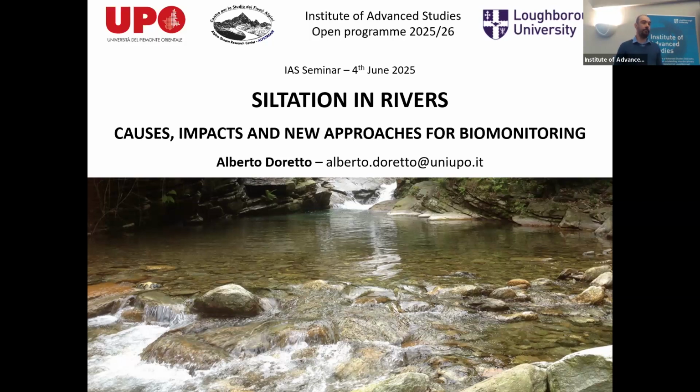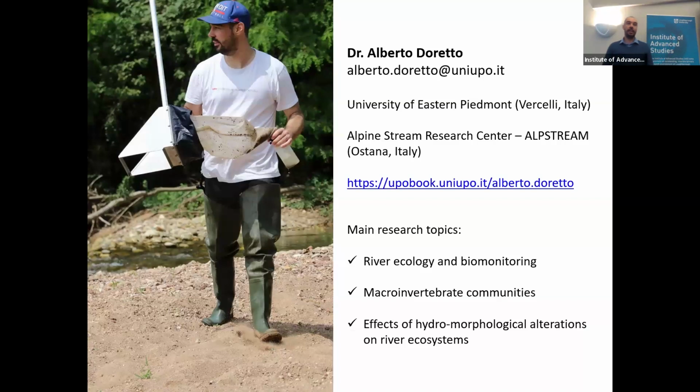Today I'm presenting you some results of my research activity dealing with siltation in rivers. Before starting, let me give you a brief introduction of myself, as Kate did before. I am Alberto Doretto. I work as a researcher at the University of Eastern Piedmont in Italy, and basically I am a river ecologist. My research activities are focused on the effects of hydro-morphological alterations in rivers, and in particular the impacts of these alterations on benthic macroinvertebrate communities for biodiversity and also for river biomonitoring.